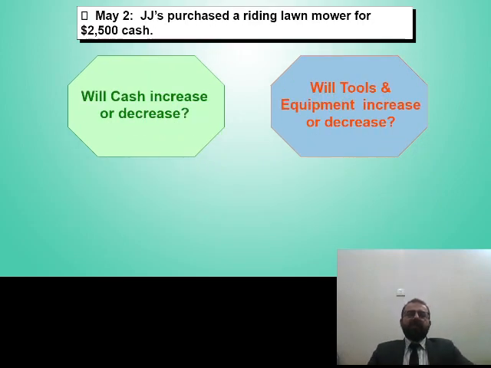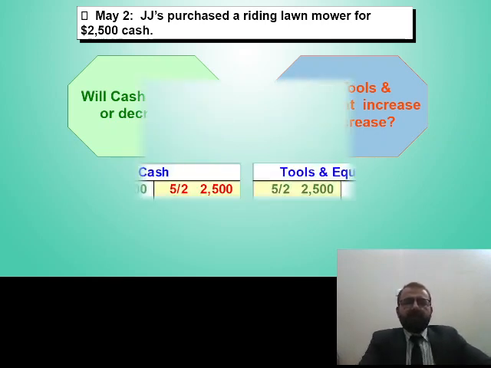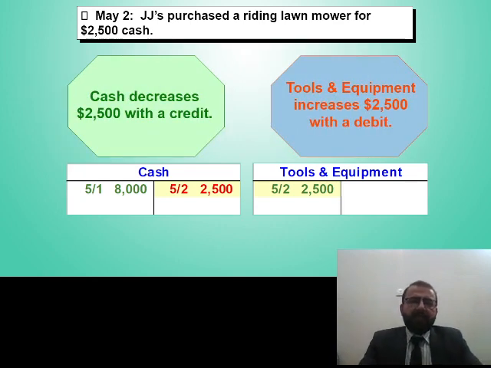On May 2, JJ's purchased a riding lawn mower for $2,500 in cash. So what will be its entry? JJ's purchased a riding lawn mower for $2,500 cash, so cash decreases by $2,500 and will be credited, and tools and equipment increases by $2,500 and will be debited.